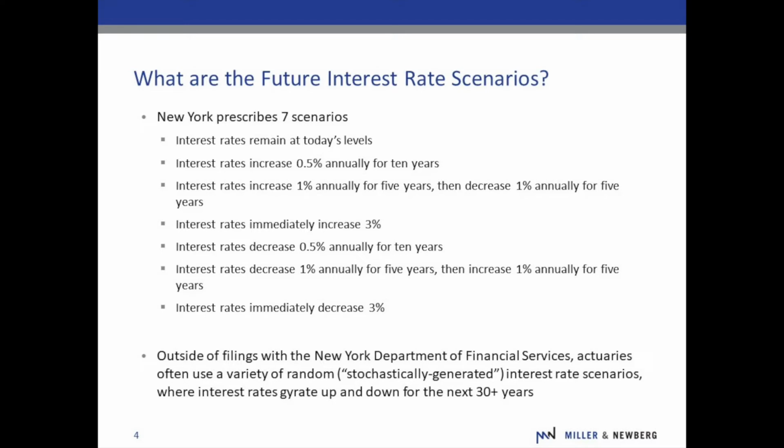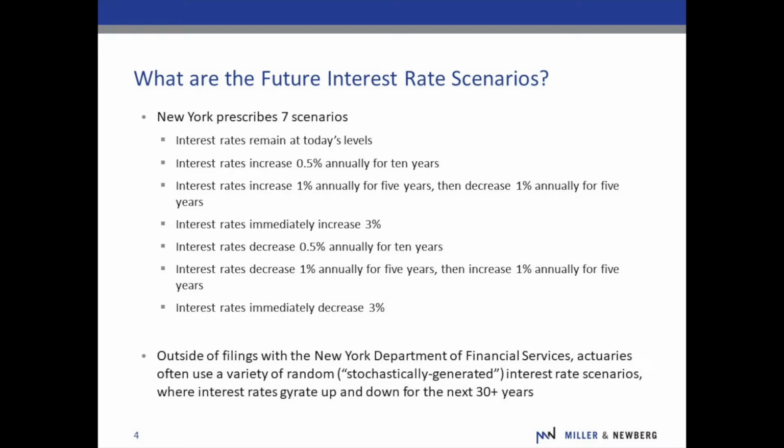And those 7 scenarios are still required in New York today. And because New York was first, actuaries run these scenarios even for companies that aren't licensed in New York and present them as part of their asset adequacy analysis because New York set the standard. So the first scenario, and the one that really is often easiest for the company to survive, is when interest rates simply remain at today's level.